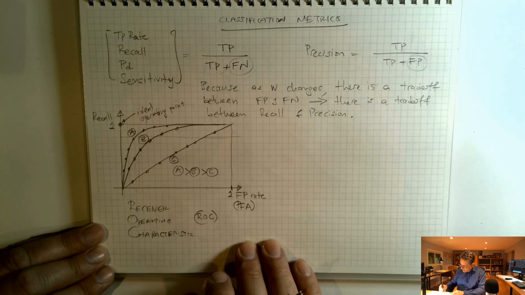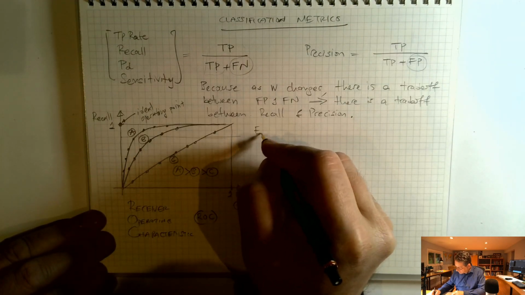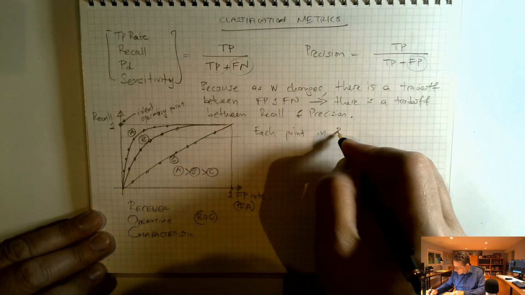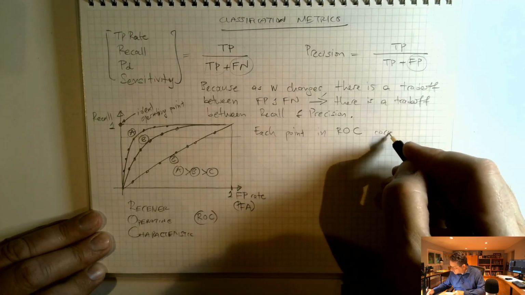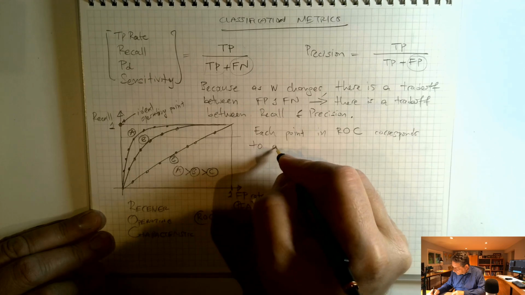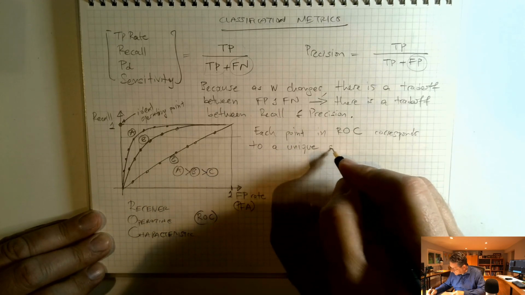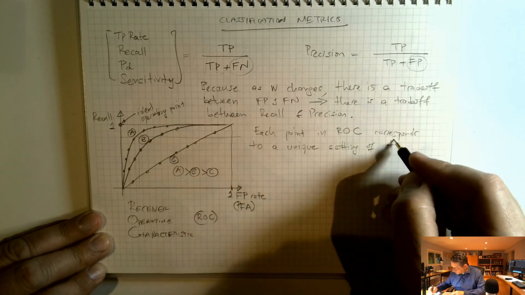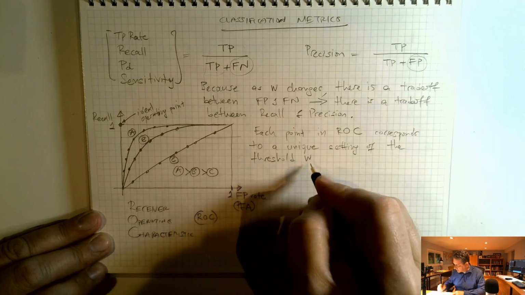So let me write this down, that each point in the ROC corresponds to a unique setting of the threshold W.